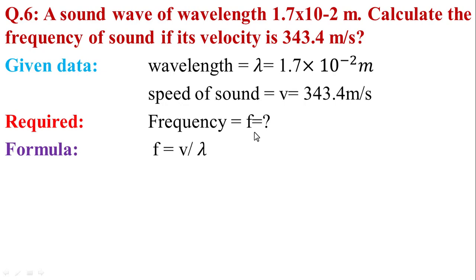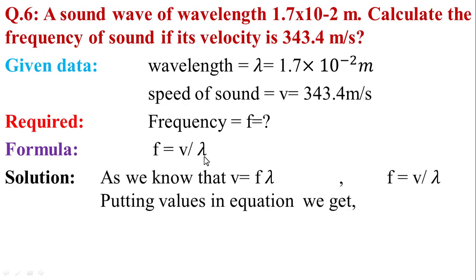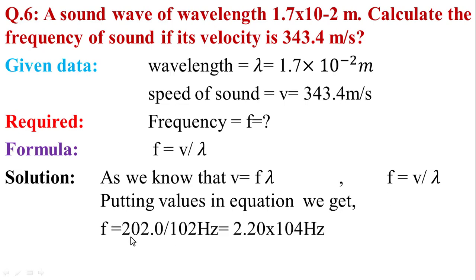The formula we have used: f is equal to v over lambda. Here we know that v is equal to f lambda. So f is equal to v over lambda. Putting the values in the above equation, we have f is equal to 343.4 divided by 1.7 multiplied by 10 raised to the power minus 2. Now the value is 2.2 multiplied by 10 raised to the power 4 hertz.